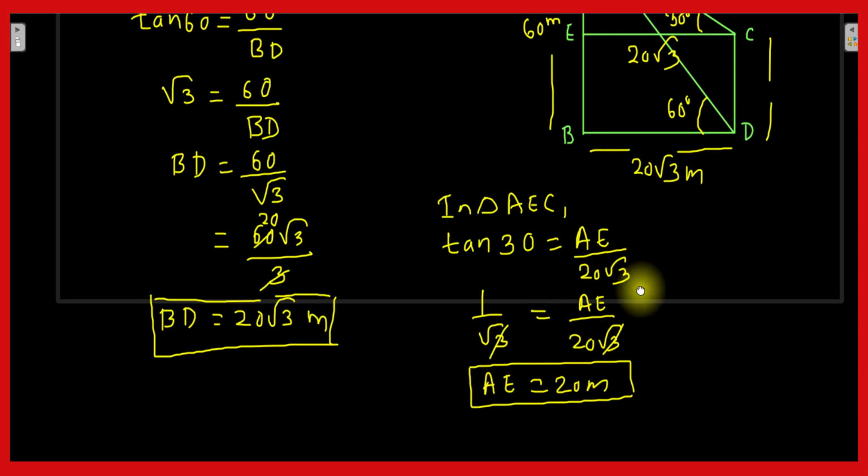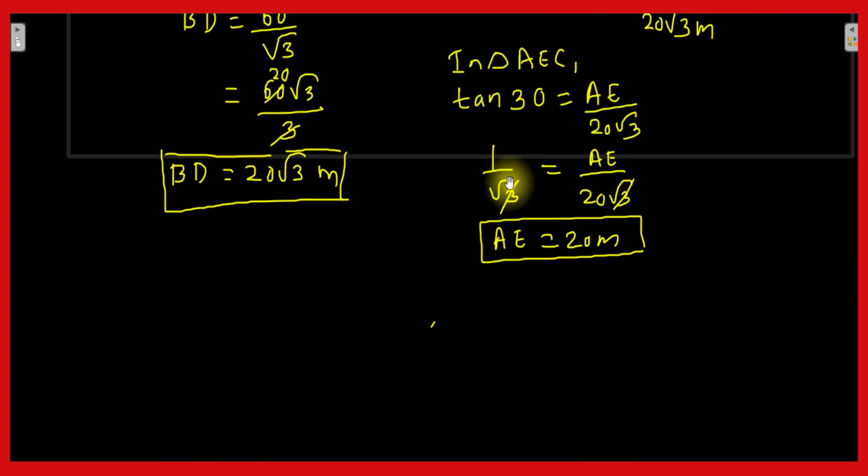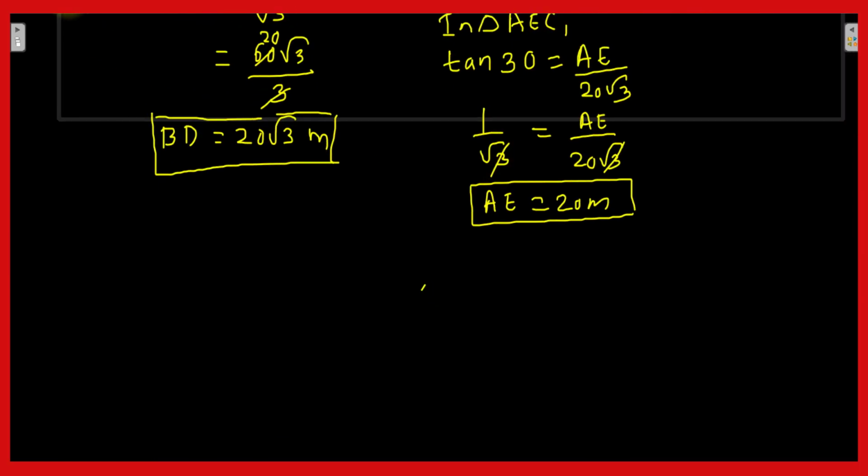So here we have got AE, correct? AE we have got as 20 meter. This total is 60 meter. So EB will be 60 minus 20, that will be 40 meter. This is 40 meter and so this will also be 40 meter, and therefore the height of the lamp post is 40 meter.